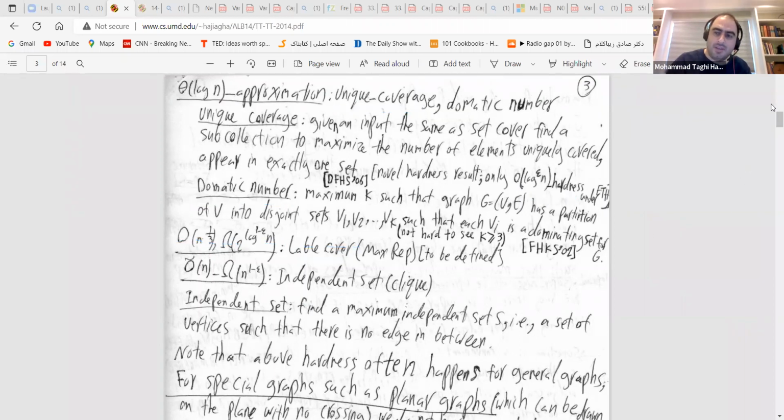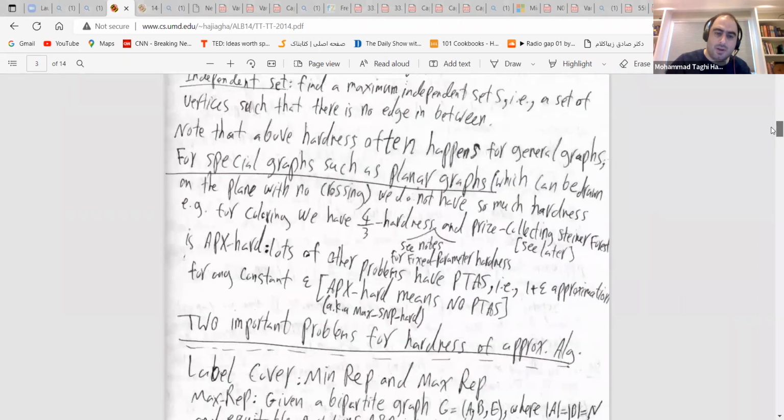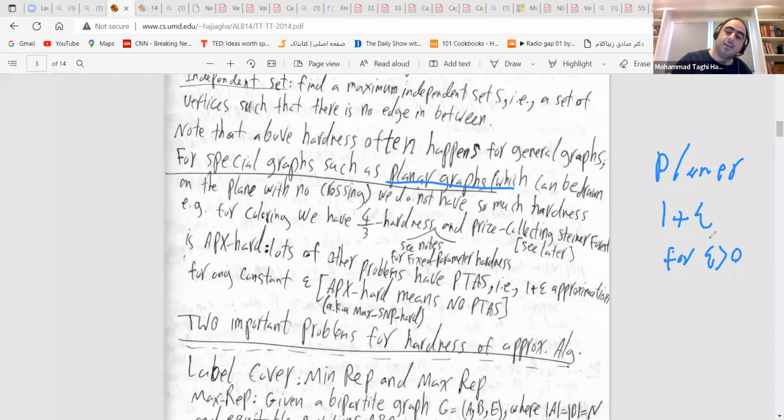As I mentioned, for some problems, for example for planar graphs, lots of these problems have a PTAS. So for planar graphs, lots of the problems that we have mentioned, for example Steiner tree and Steiner forest, have a 1 plus epsilon approximation for any constant epsilon greater than 0. I mean, it can be constant, sometimes it can be up to 1 over log n as well.